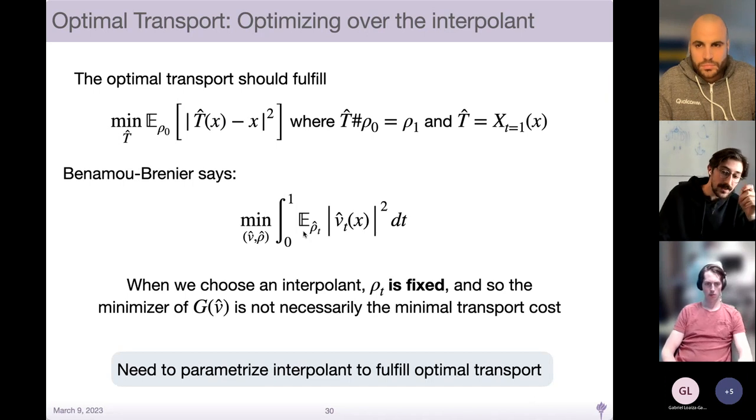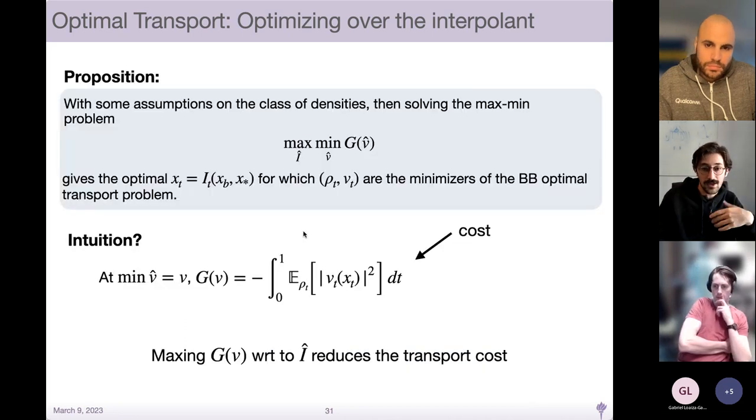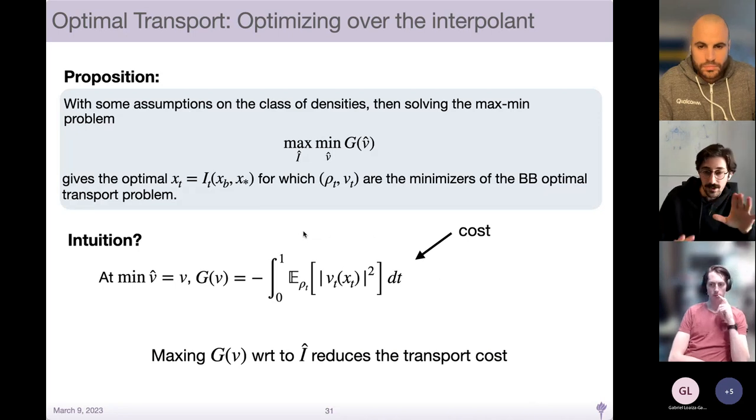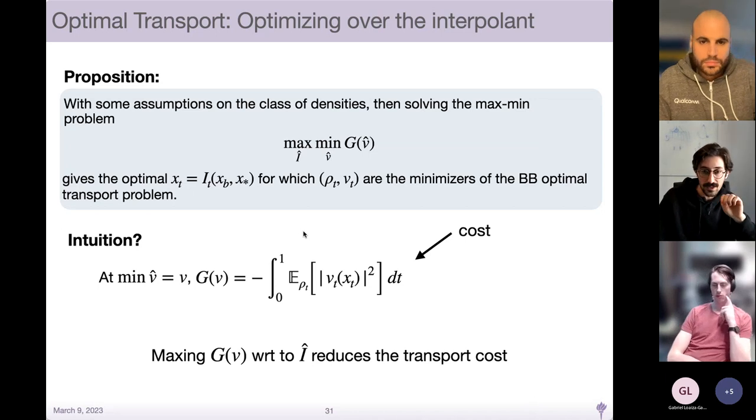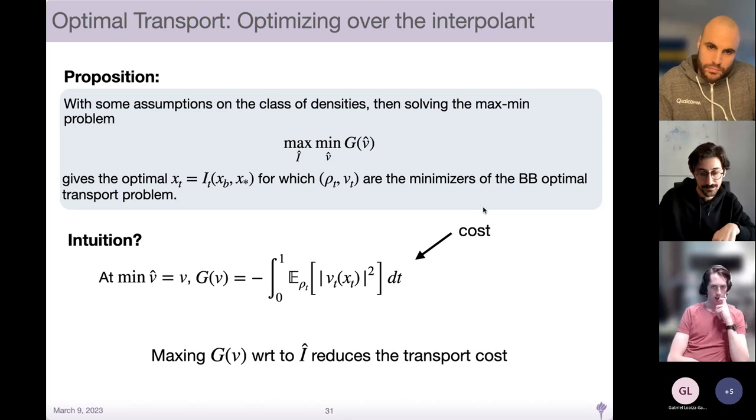My claim will be that all we really need to do is choose a way to parameterize the interpolant to do this. And if we parameterize the interpolant, then I can write down the very simple proposition that, on some assumption of the class of densities, namely that there's this class of interpolable densities, solving the following min-max problem, where once I've minimized my objective over velocities, I now maximize it over parametric interpolants, then the optimal interpolant emerges for which rho t and vt are the minimizers of the Benamou-Brenier optimal transport problem.